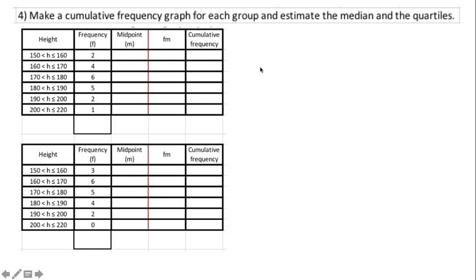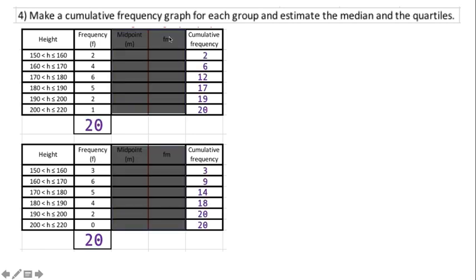Question 4. Make a cumulative frequency graph for each group and estimate the median and quartiles. So we're just using that last column now, and the cumulative frequency is the total so far. So 2 so far for the first group, plus an extra 4 makes 6, plus an extra 6 makes 12, plus an extra 5 makes 17, plus 2 makes 19, and plus 1 makes 20. Of course we get to 20 because there's 20 people. So I've done that for both groups of people.